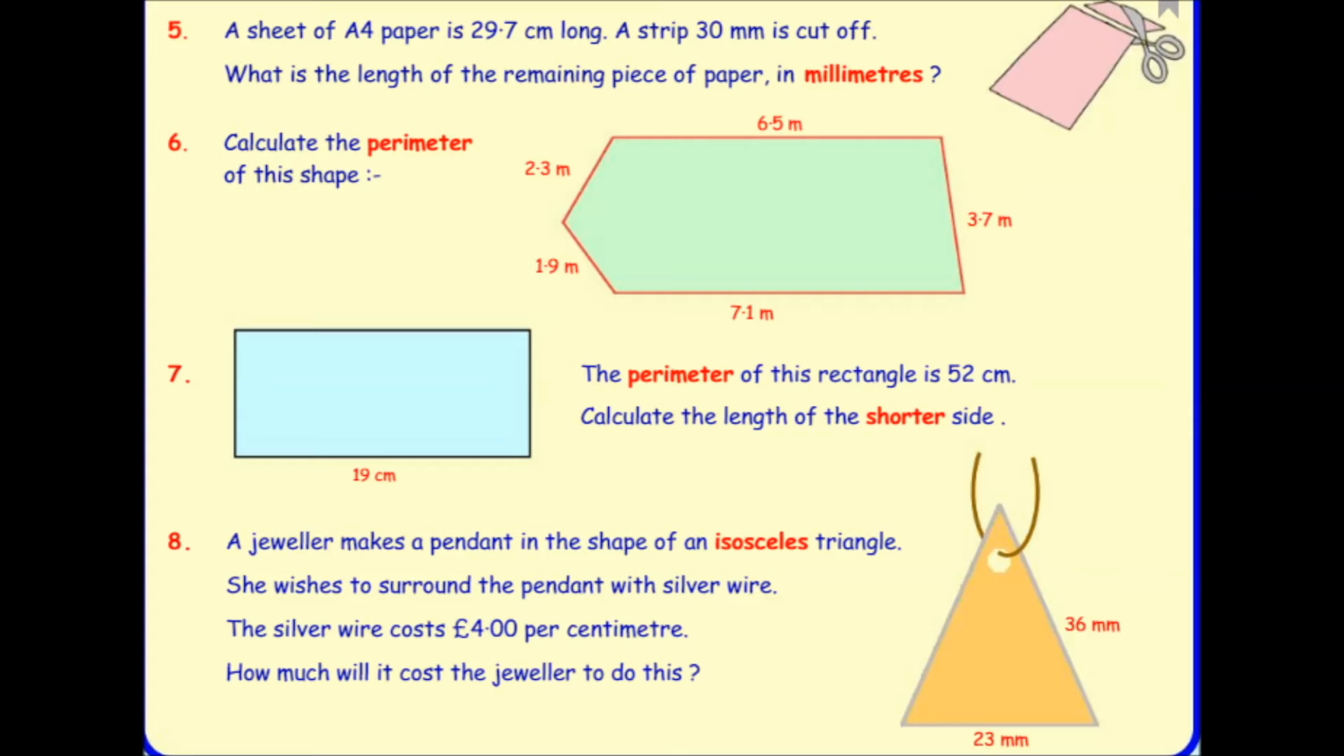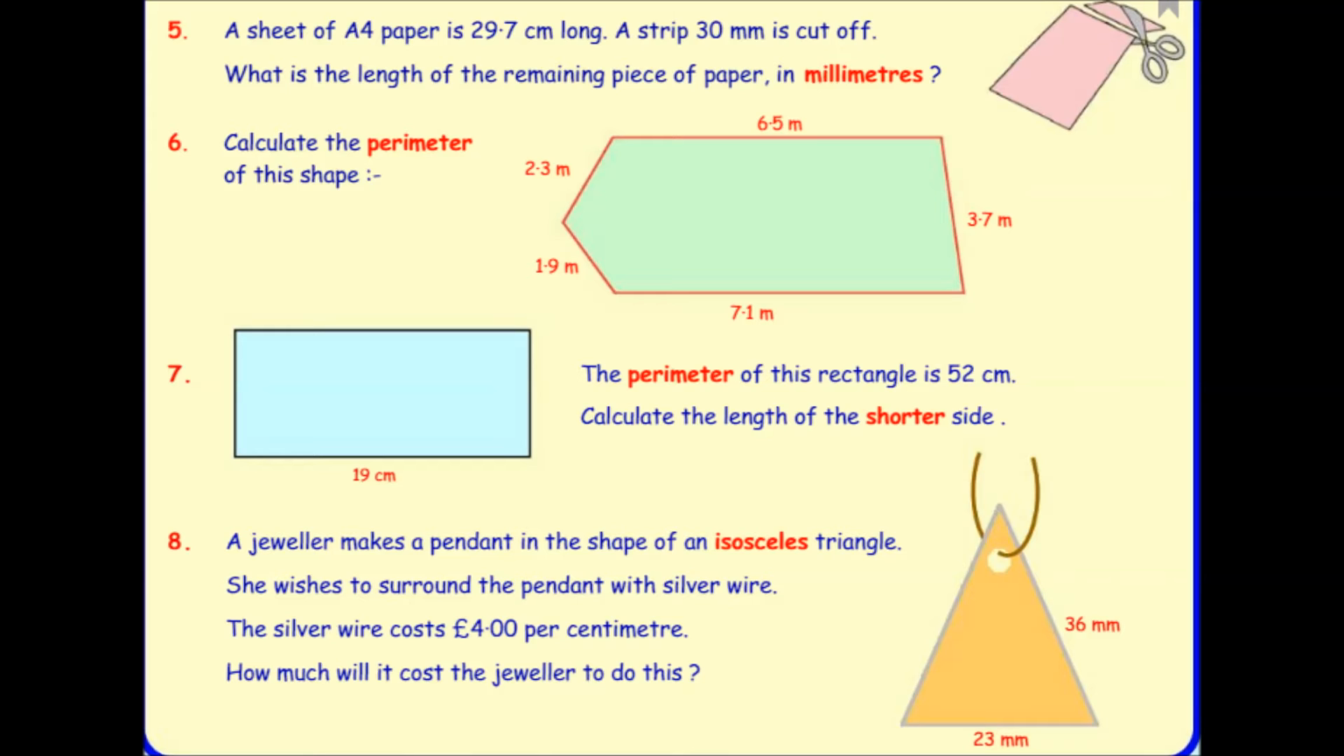So a sheet of A4 paper is 29.7 centimeters long. A strip 30 millimeters is cut off. Now notice 29.7 centimeters, 30 millimeters. So what is the length of the remaining piece?